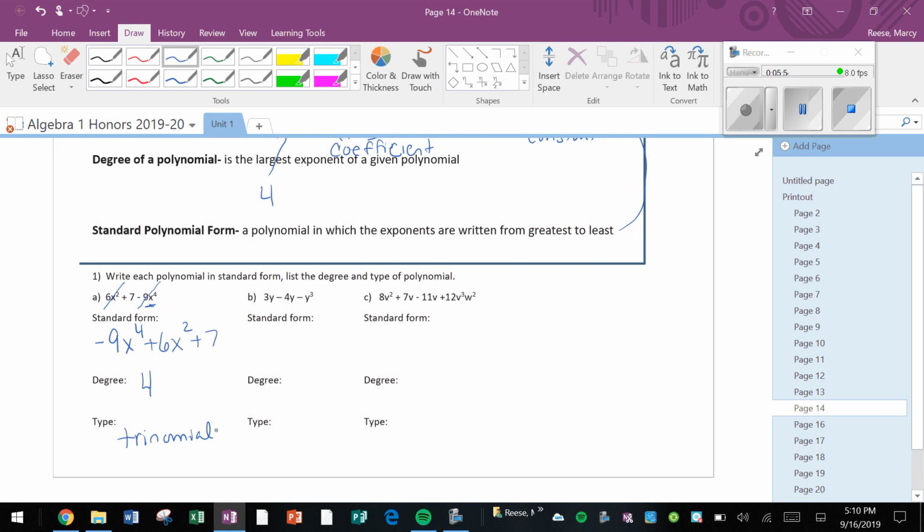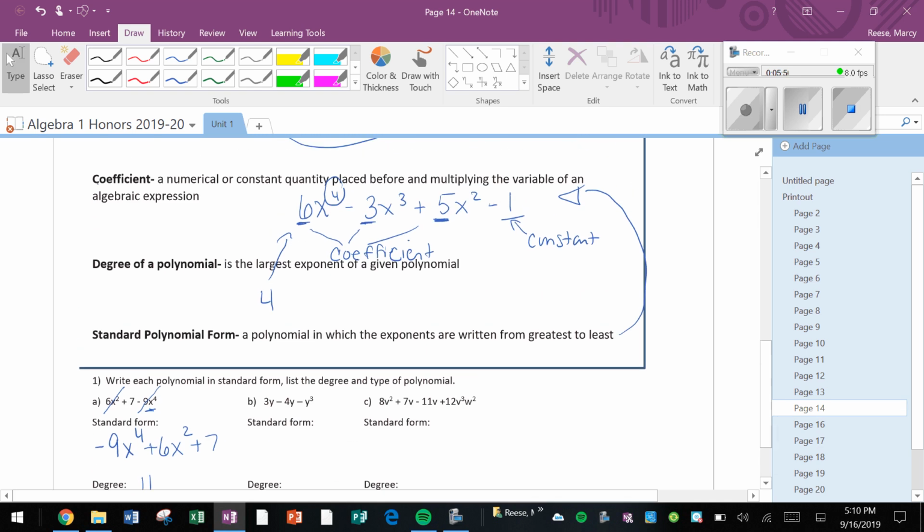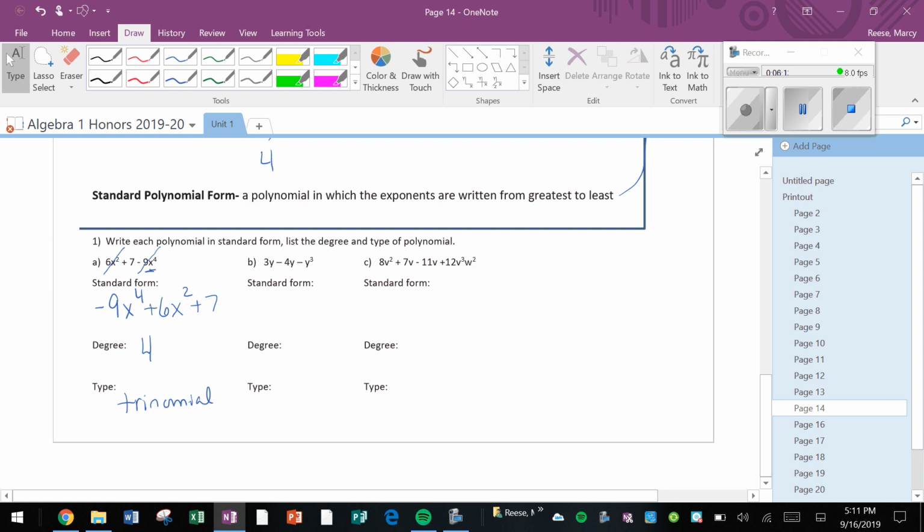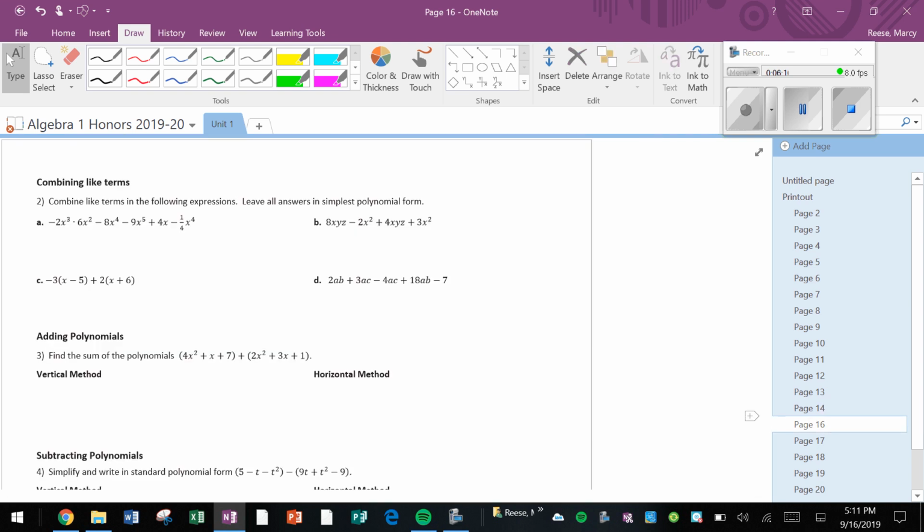All right? So, for example, that one up here, 6x to the 4th minus 3x cubed plus 5x squared minus 1. That is a polynomial. Okay, we're just going to go with poly. Anything over 3 terms is a poly. Okay? All right, you're going to do 1, B, and C. That's going to be all you. All right, after I shut down here, you're going to do that.